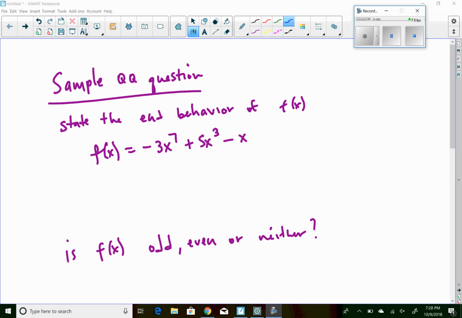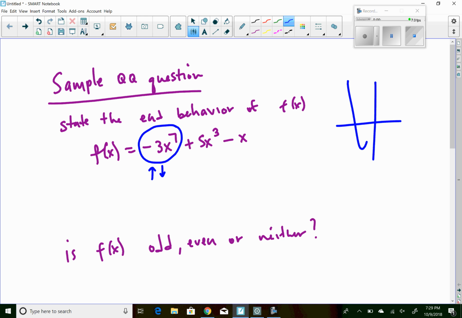So the first thing you have to be able to do is state the end behavior of a function. So here's a sample function. The end behavior is coming from the first term. So whatever this first term is tells us what the end behavior is. Because this first term is negative and it has an odd degree exponent, I know my function is going to start up and end down. So if I was to type it in the calculator, I'm going to get something that looks like this.